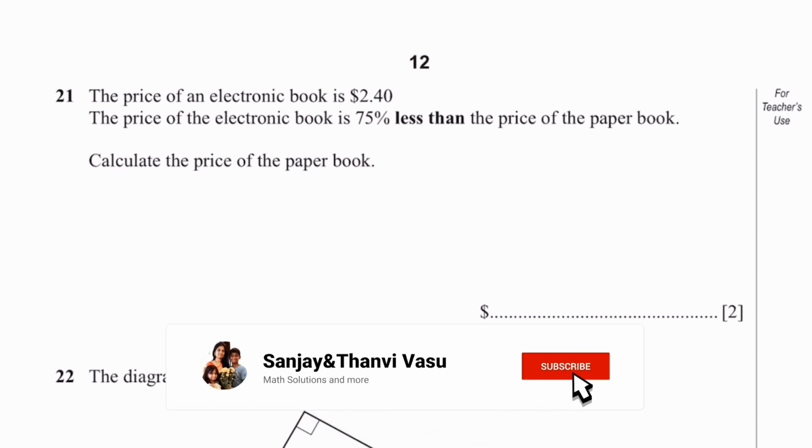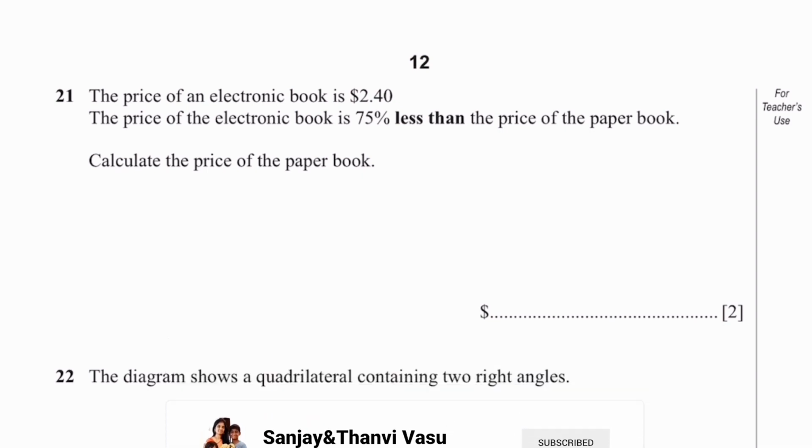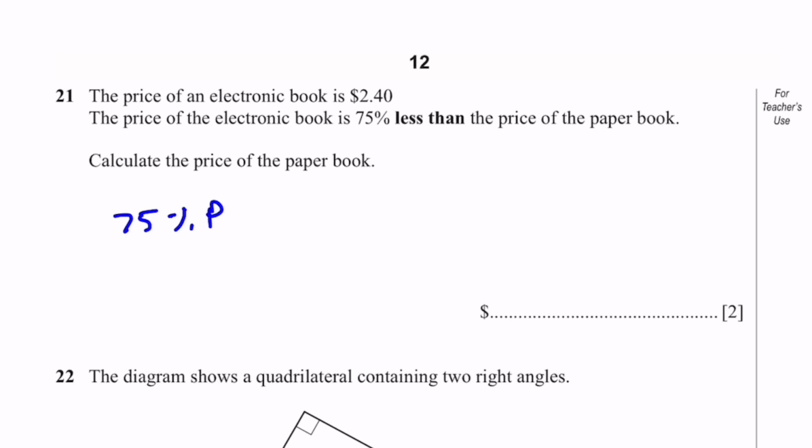Question 21. The price of an electronic book is $2.40. The price of the electronic book is 75% less than the price of the paper book. Calculate the price of the paper book. So the electronic book is $2.40, and 75% of P, which is the paper book, and then we subtract that from P, that's equal to 2.40, which is electronic.